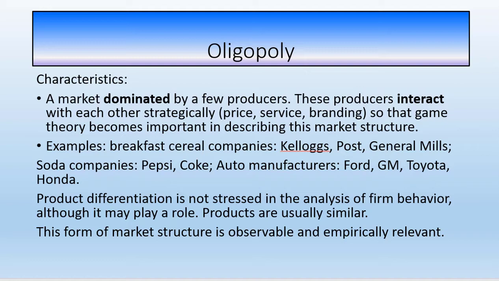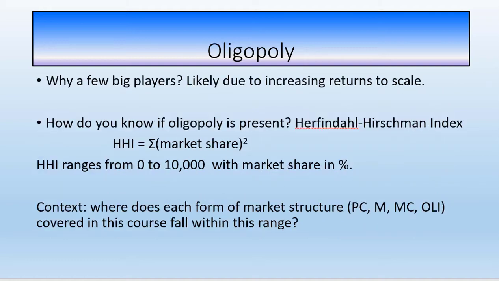This form of market structure is obviously empirically relevant and observable. You can see these actions going on. So how do you determine or measure whether there's a few big players in the market? And why would there be a few big players in the market before we even discuss that? Well, the why is most likely due to increasing returns to scale. There's something about the business that allows for increasing returns to scale, that businesses can get quite large.